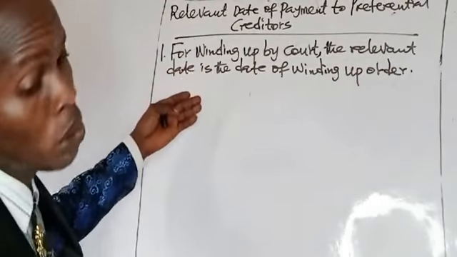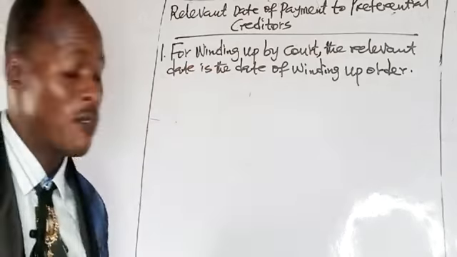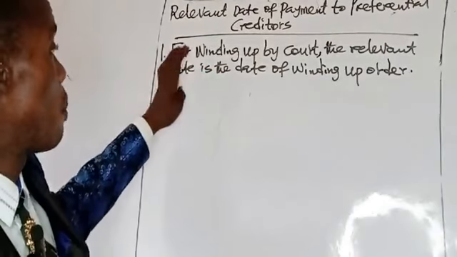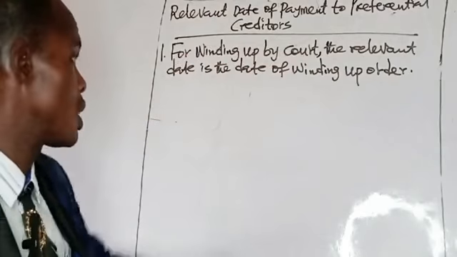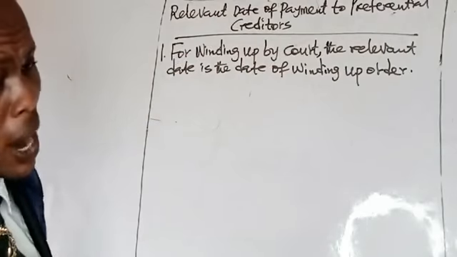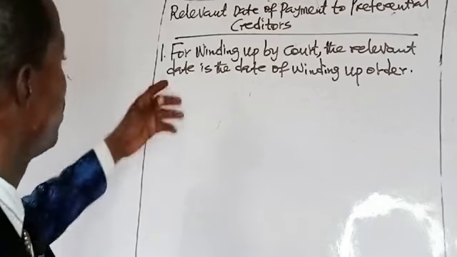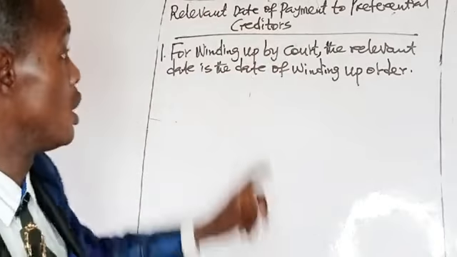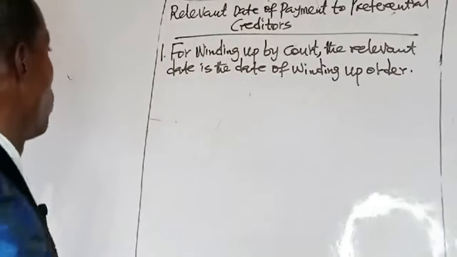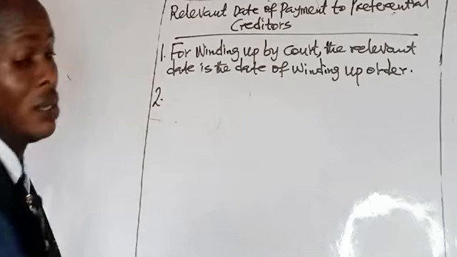We've examined two types of winding up. Number one, compulsory winding up, which is also called winding up by court. And number two is voluntary winding up. If it is compulsory winding up, that is winding up by court, the date of the winding up order will be taken to be the relevant date.